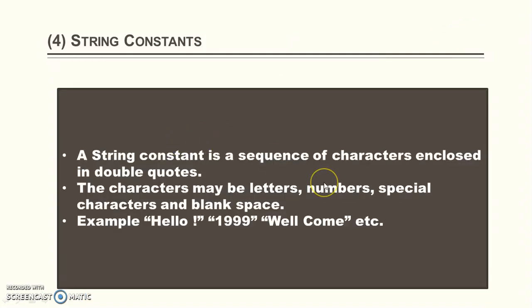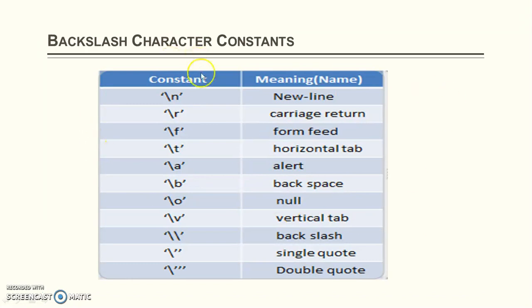So next is the string constant. A string constant is a sequence of characters enclosed in double quotes. The characters may be letters, numbers, special characters and blank spaces. Examples: "hello 199", "hello everyone", "hello student", etc. These are the different backslash character constants: \n, \r, \v, \0, \b, etc.